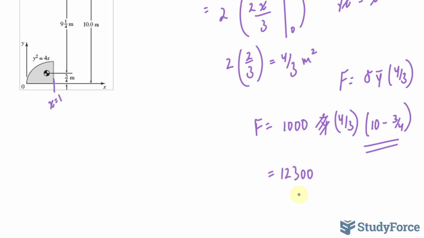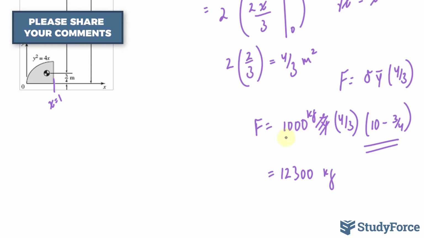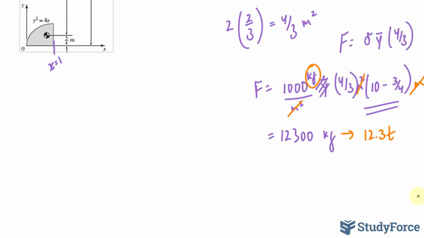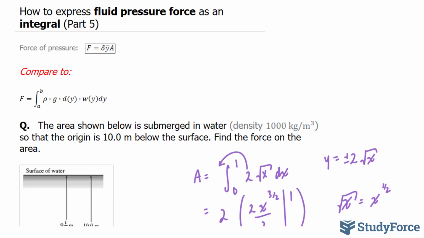12,300 kilograms. Reason why is because the units of this is in kg per meters cubed. This one is in meters squared, and this one is in meters. So this cancels out with these three, leaving us with just kilograms. Or you can convert this to tons, which is 12.3 tons. And there you have it. That is how to express fluid pressure force as an integral.